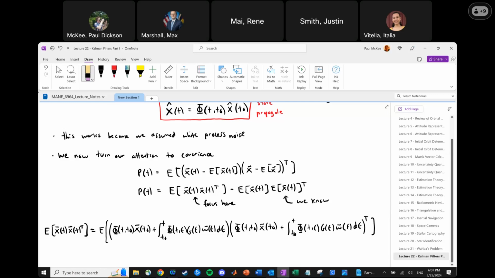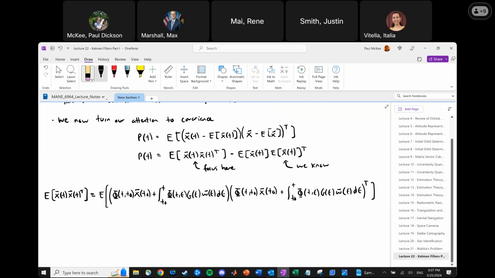So this equals, oh, switch to pen, there we go. This equals the expected value of, this first part is the same. So I would just copy paste, but you who are writing in pen can't copy paste. And so in solidarity, I will write it a second time. X of t naught plus integral t naught to t, phi t epsilon, g of epsilon, omega of epsilon, d epsilon, close. And then this is going to change our order. So all of a sudden, this is going to look like x of t naught transpose, phi of t naught transpose, plus the integral from t naught to t of, let's see here.